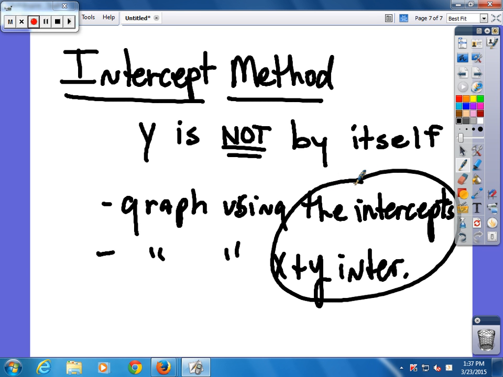They're looking for the intercepts. If you put anything in there besides the intercepts, it's going to be wrong. Okay? So don't go with that logic.